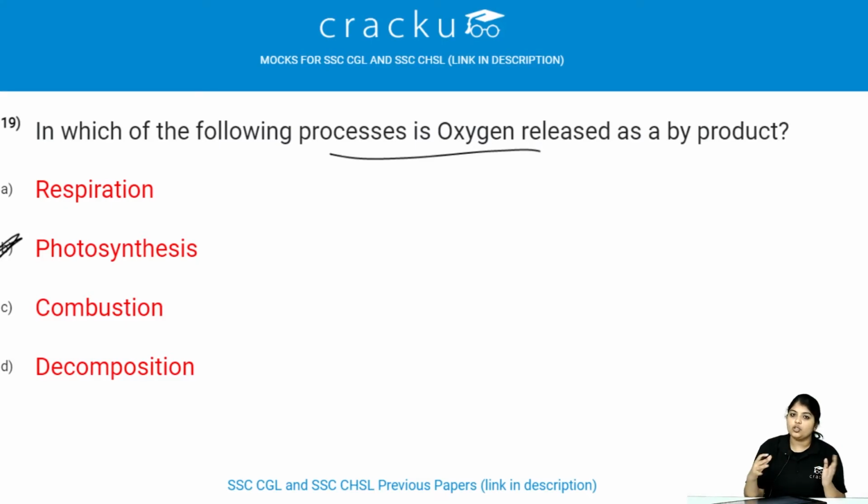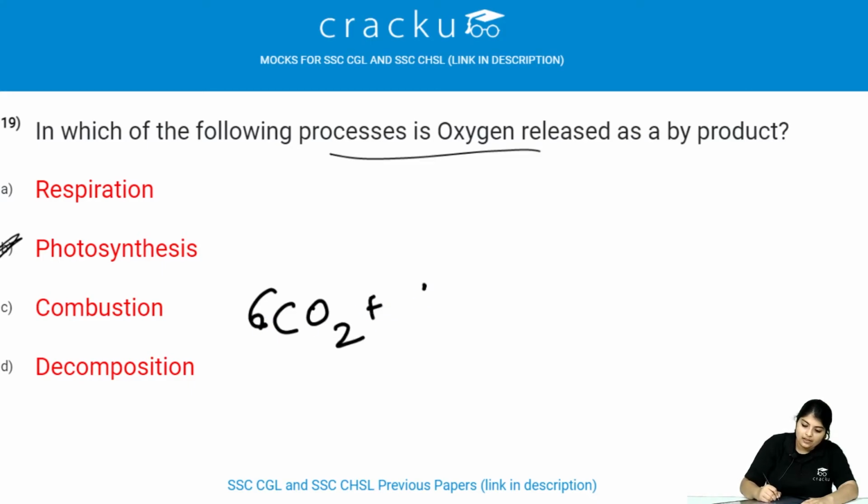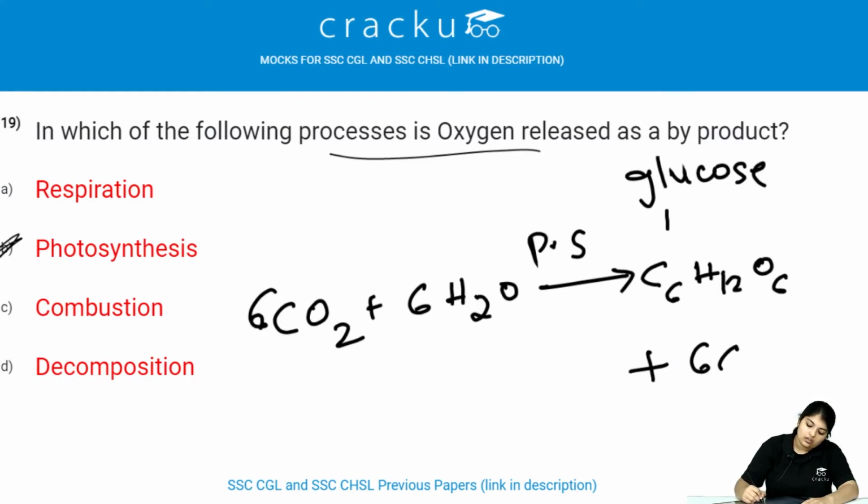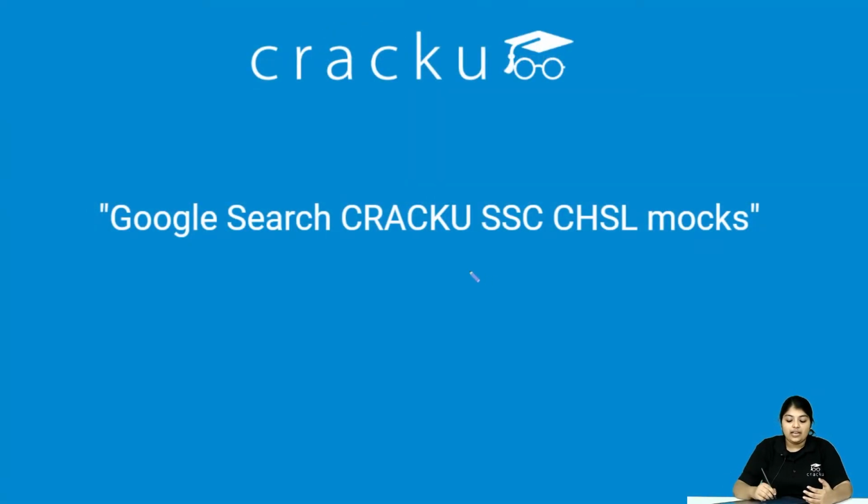Let us see the equation of photosynthesis now. It is 6CO2 plus 6H2O, under the photosynthesis process, gives rise to C6H12O6, that is glucose, and also oxygen.